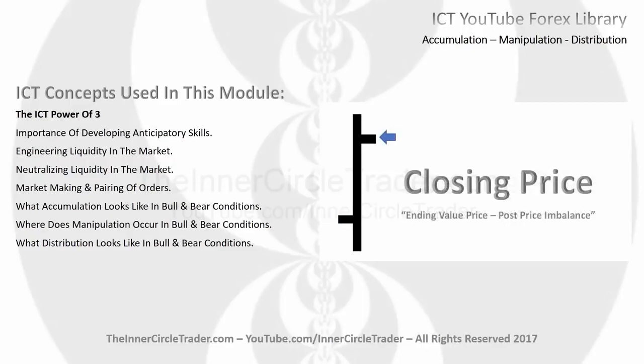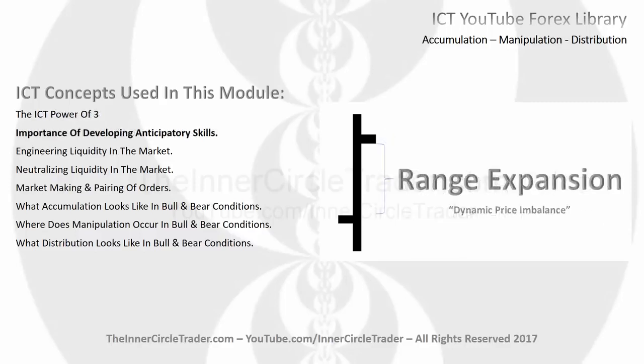The closing price is the ending value price post price imbalance. Okay, the portion that makes up the range between the open and close is referred to as range expansion, and this is a dynamic price imbalance.